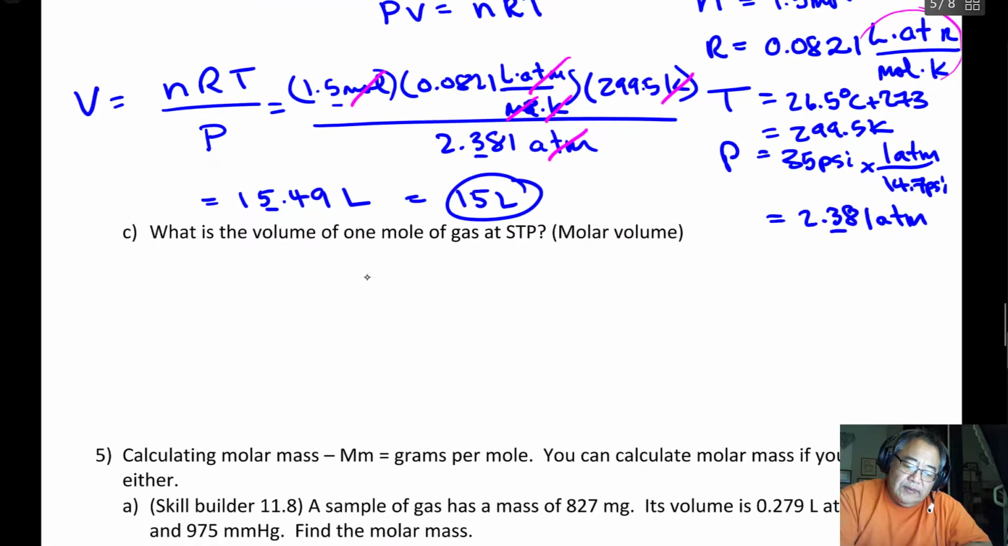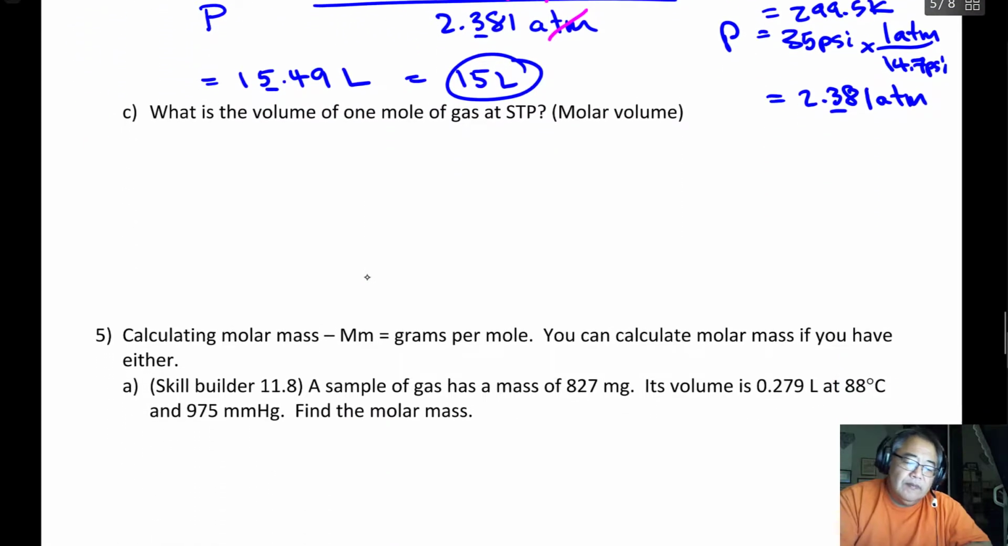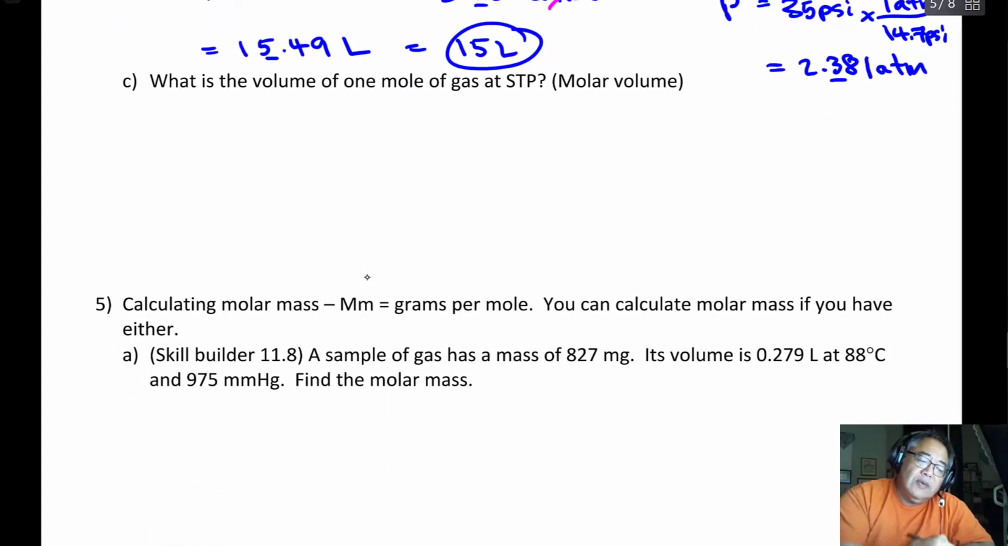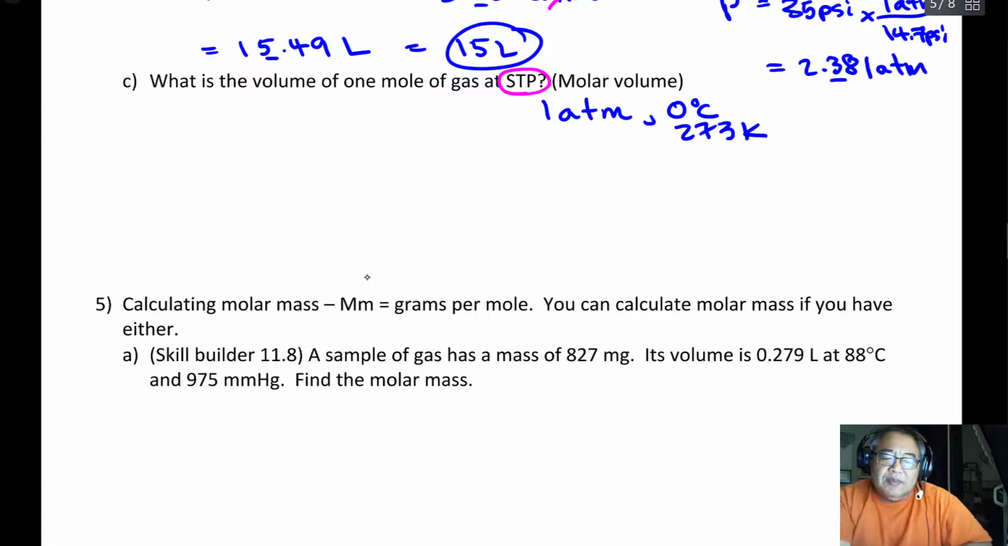Let's do one more. And we're going to say, what is the volume of a mole of gas at STP? So again, we have to pull up, what does STP mean, right? It's standard temperature and pressure, 1 and 0, right? So it's 1 atmosphere and 0 degrees Celsius. That's also 273 Kelvin, just it's easy to remember that way.